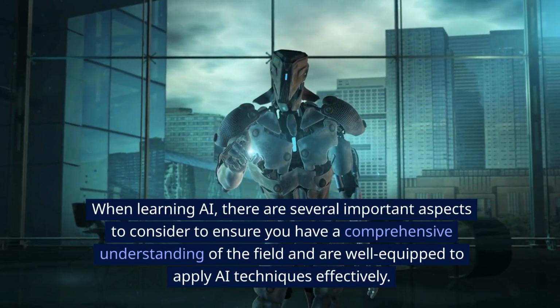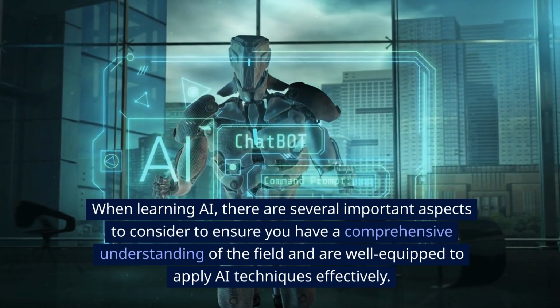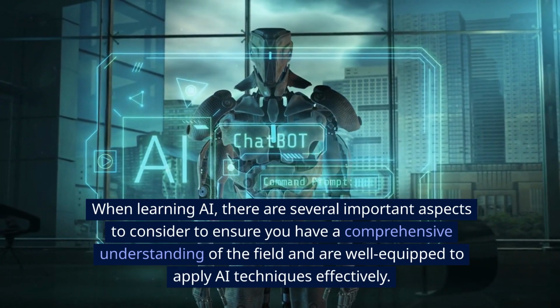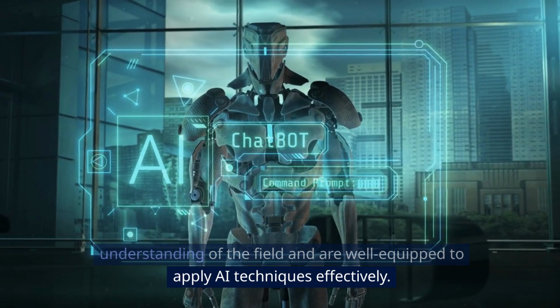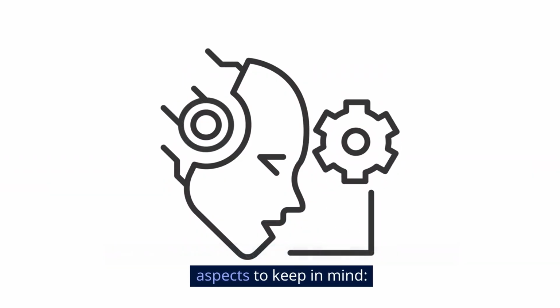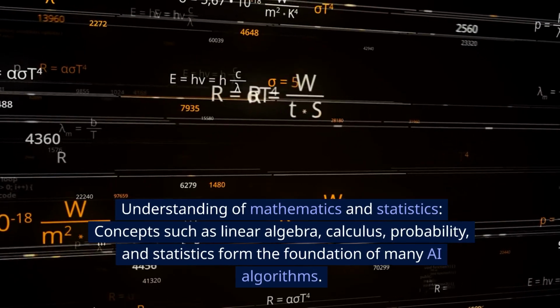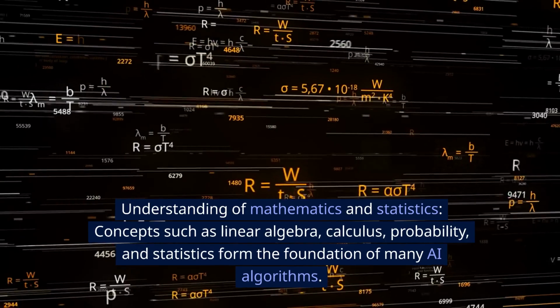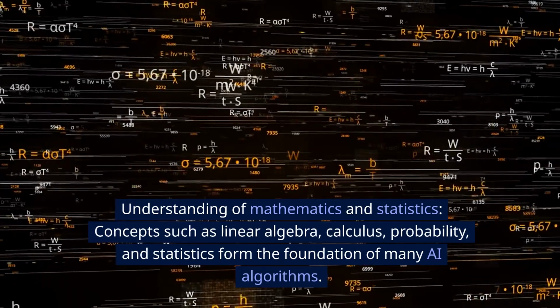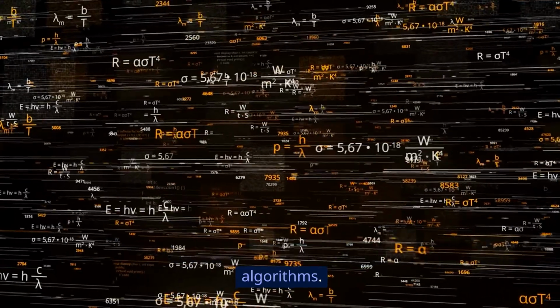When learning AI, there are several important aspects to consider to ensure you have a comprehensive understanding of the field and are well-equipped to apply AI techniques effectively. Here are some key considerations and important aspects to keep in mind. Foundational knowledge: understanding of mathematics and statistics. Concepts such as linear algebra, calculus, probability, and statistics form the foundation of many AI algorithms.